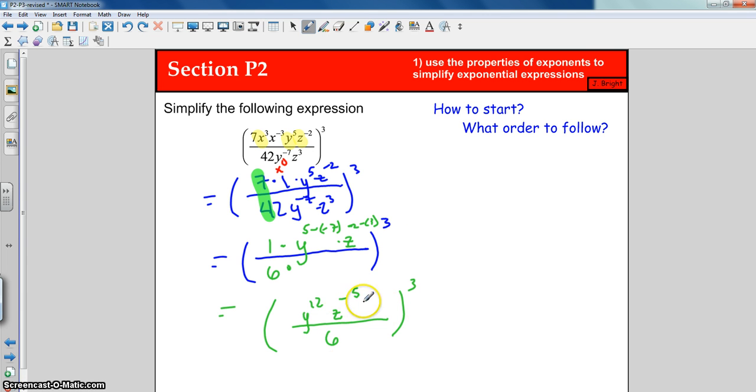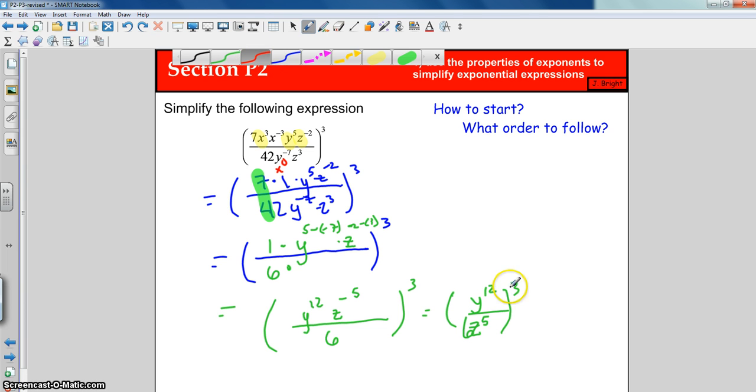And so I don't want negative exponents typically, so what you need to do is write that in positive exponents. So remember, if it's negative in the numerator, it's positive in the denominator. So that means I can move it down to the denominator as, let's see, I'll have y to the 12th, and then it'll be z to the 5th, and I have 6, and typically we write the 6 in front, all to the 3rd.